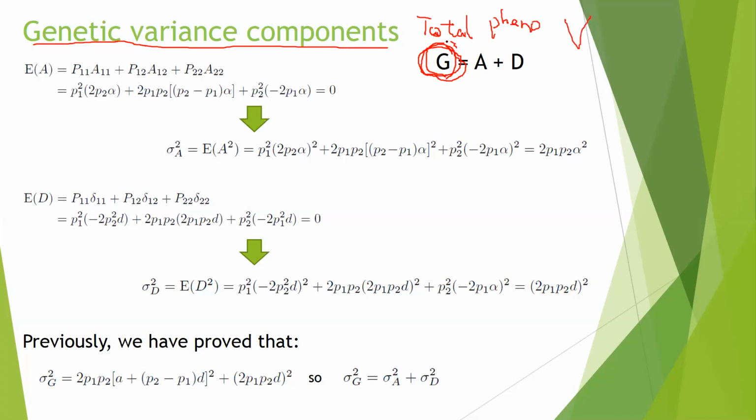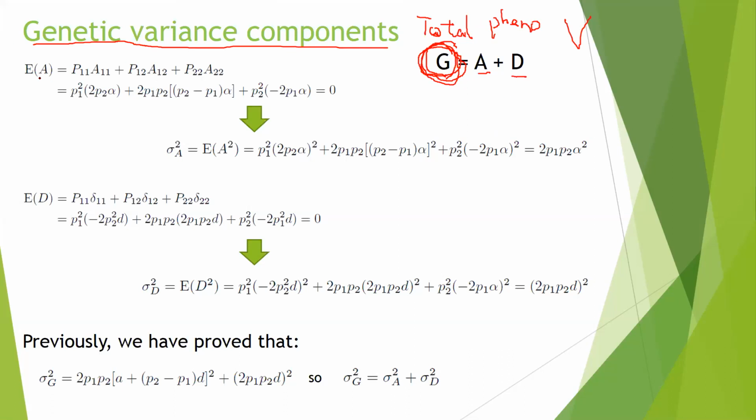We call the variation in here the total phenotypic variation. We want to see what the components are. Can we decompose this total phenotypic variance into different components? This is how we want to study this.